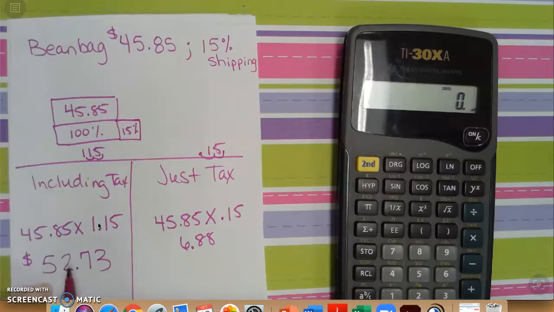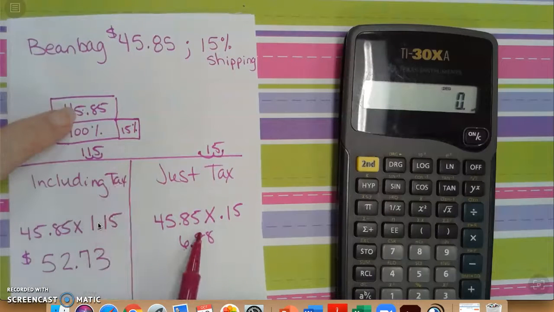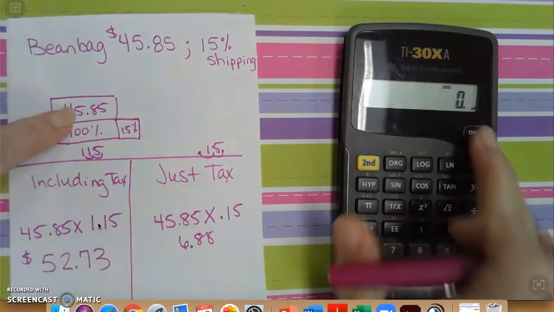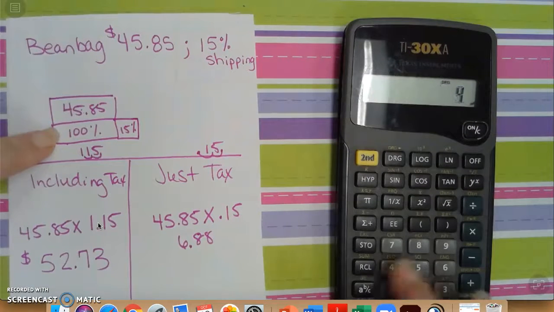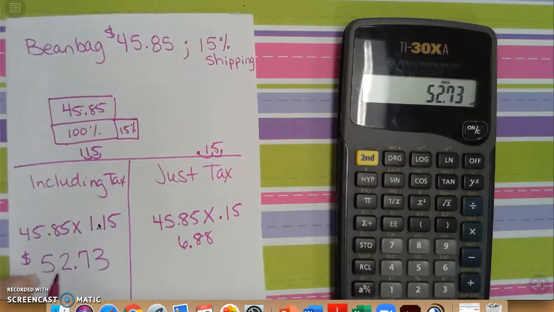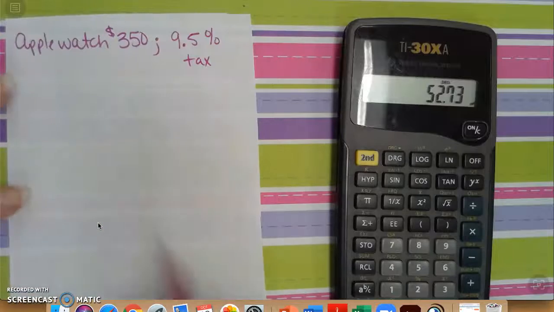So if we wanted to double check, let's take this plus this. It should end up with this. Just to double check to show that we're doing what we're supposed to be doing. Plus 6.88. And we come back up with this answer. Okay? Let's try one more the new way.